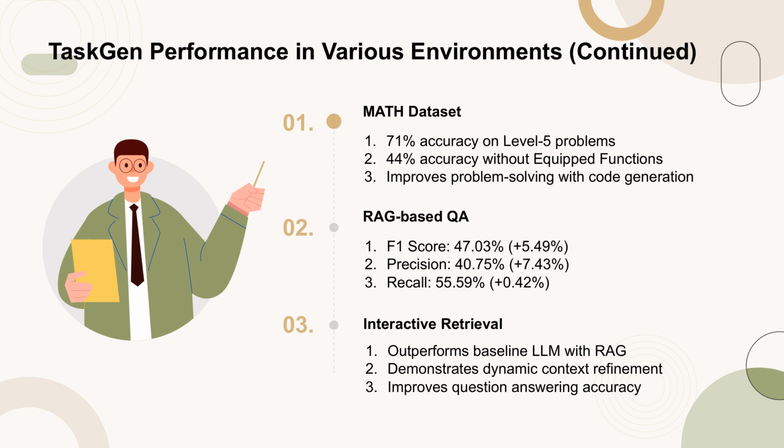In RAG-based QA on the natural questions dataset, TaskGen's interactive retrieval feature outperformed the baseline LLM with RAG across all metrics, achieving an F1 score of 47.03%, precision of 40.75%, and recall of 55.59%. This demonstrates TaskGen's effectiveness in dynamically refining context for more accurate question answering.